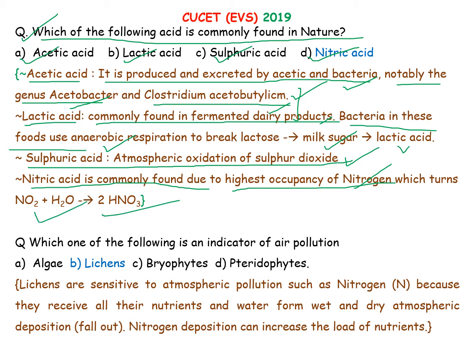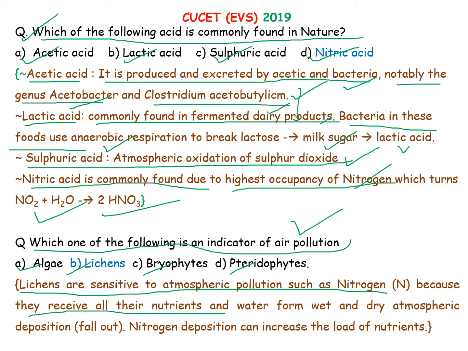The next question is: which of the following is an indicator of air pollution? Here you can see algae, lichen, bryophytes, pteridophytes. Most probably lichen will be the answer, because lichens are sensitive to atmospheric pollution such as nitrogen, because they receive all their nutrients and water from the wet and dry atmospheric depositions that fall out. Nitrogen deposition can increase the loads of nutrients also. So this will be the answer, the lichen.